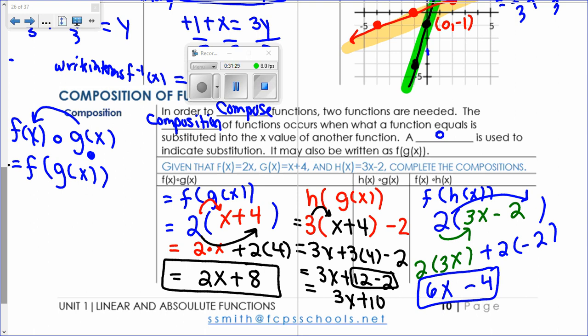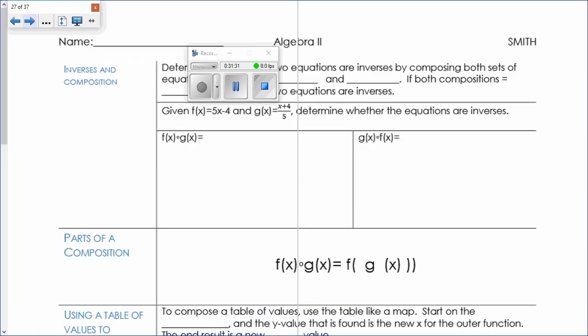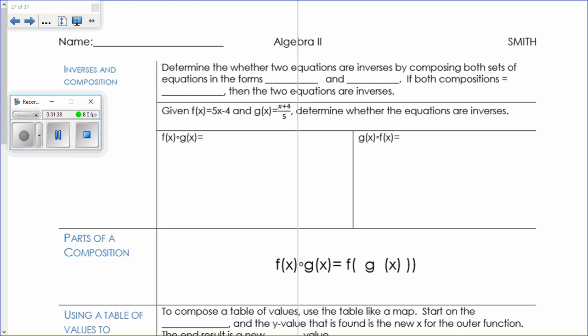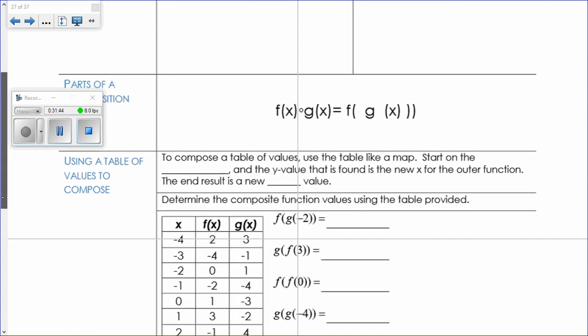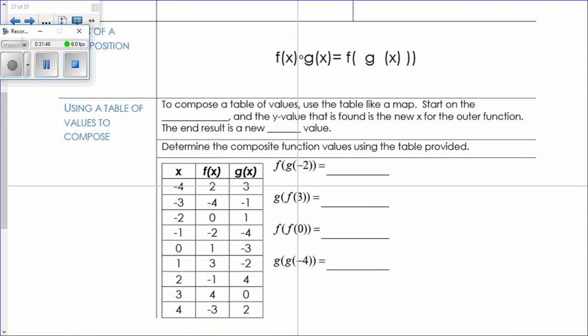All right. We're going to go over this when we get back. I want to do this part. You still need those highlighters.